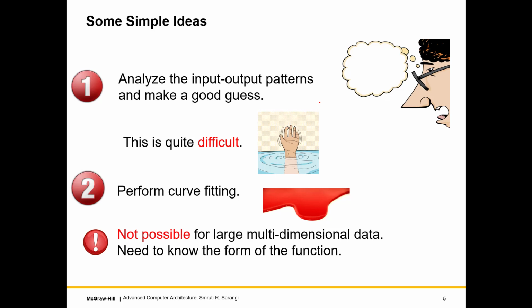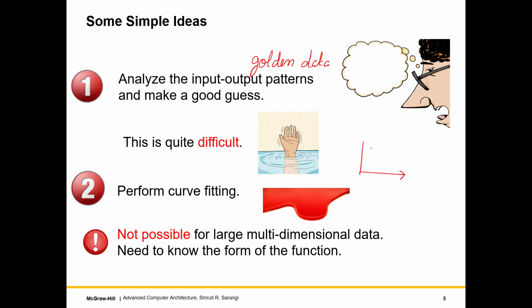What are some simple ideas? A simple idea is that I look at all the input output patterns that I have. This is also called golden data or ground truth data, which is basically guaranteed to be correct. I look at the inputs that I have, I look at the outputs, I look at the input output correlation, and I try to make a good guess. This is difficult. If I have few variables, I could use curve fitting.